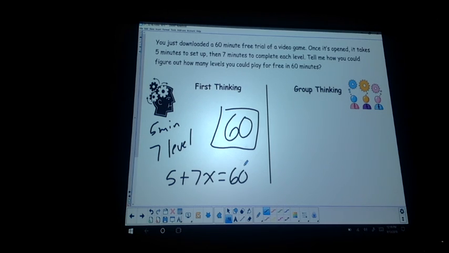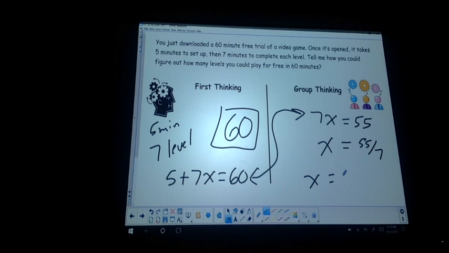But then it takes you 7 minutes per level. So could we solve something like this? Could we get to 7x equals 55? How did I get there? Because you did 60 minus 5. There you go. And then I'm going to 55 over 7. Somebody have a calculator? They can tell me what 55 divided by 7 is as a decimal, to 1 decimal?